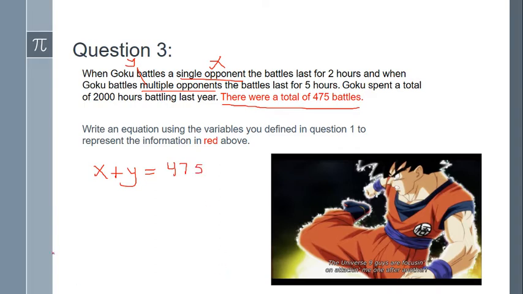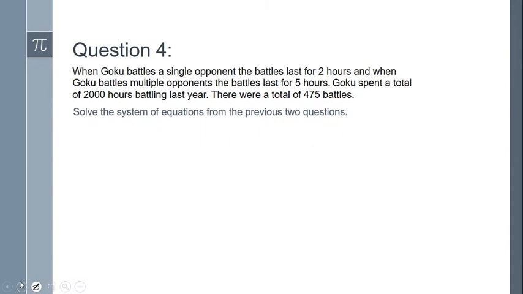So that's our second equation. So now we have two equations with two unknowns. And we're supposed to solve the systems of equations from the previous two examples. So we have to look back or rewrite them. Here I can write them real quick again.